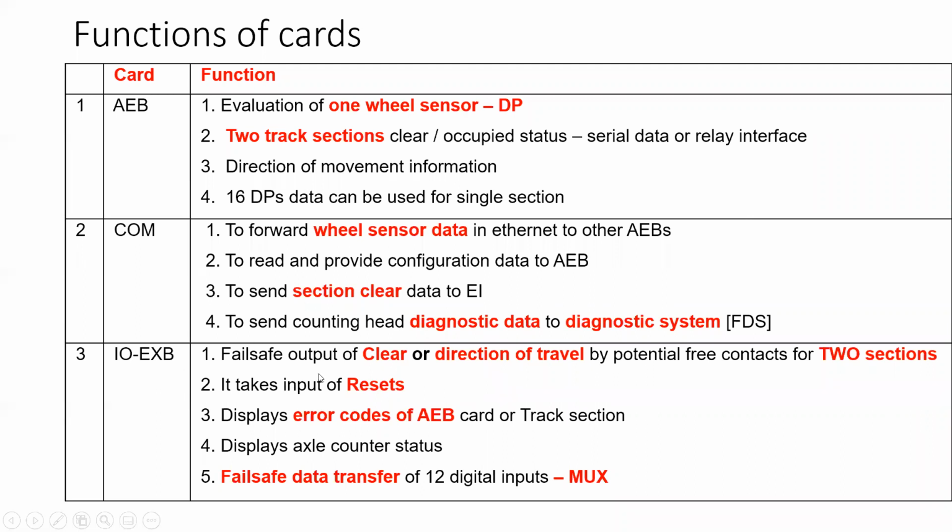IOEXP gives a fail-safe output for two sections. That means 4 potential free contacts, 2 for each input output. It takes inputs of resets as potential free contacts. It displays error codes of the AEB. Axial counter status also it displays. Then it can work as a MUX, fail-safe data transfer of 12 digital inputs. I will show you how it is configured.